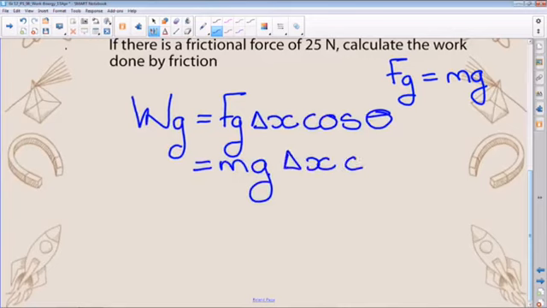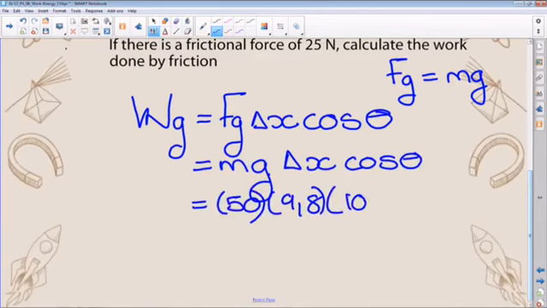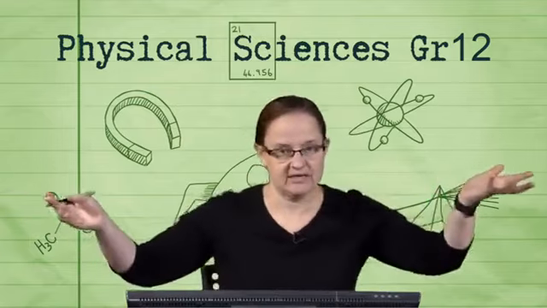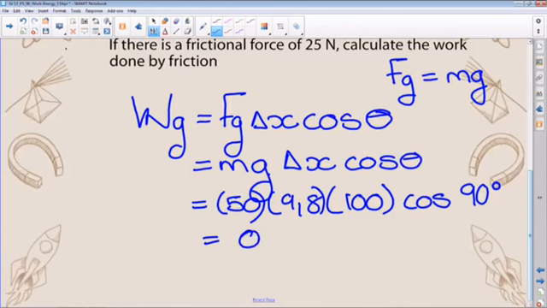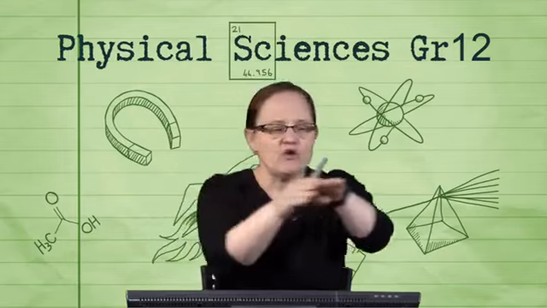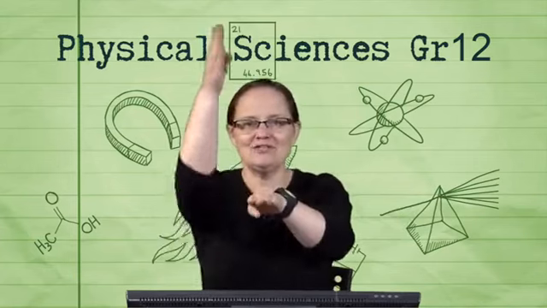If this is going to help you, then you do this. You don't have to show me this step, but it's just for those that struggle with writing it all out and figuring out where we get the values from. So mass is 50, gravity is 9.8, the distance is 100, and cos is cos 90. Now, cos 90 is a special angle. Cos 90 is 0. So no matter what 50 times 9.8 times 100 is, it makes no difference. It's still going to be 0 joules. Why do I know this is okay? Because my object moved horizontally, not vertically.